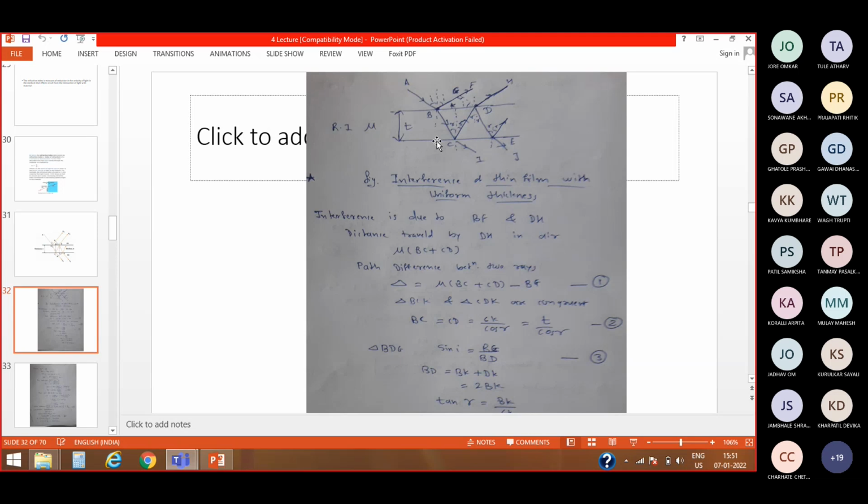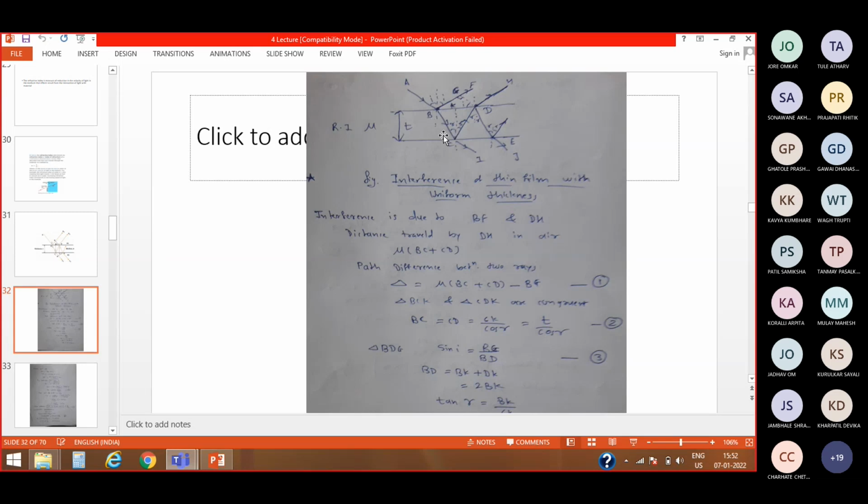Now consider triangle BCK. K is the midpoint between B and D. So I got the two triangles BCK and CDK. If you see that both the triangles are equal, that's why both the triangles are congruent. So BC is equal to CD. Since both the triangles are equal, BC and CD both are equal. So BC is equal to CD is equal to क्या होता है CK upon cos of R.